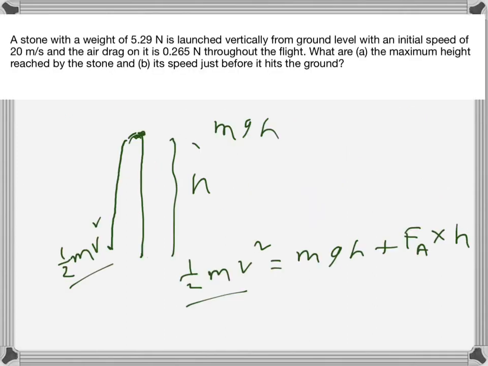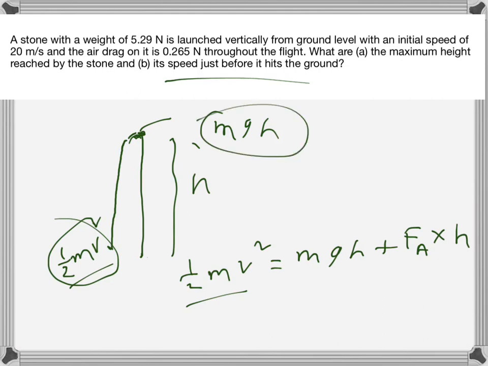This is the first part of the question. The second part is its speed just before it hits the ground. So again, if there was no air drag, we would know what the speed is. That would be the initial speed when it reaches back. So all this kinetic energy is converted into potential energy here, and then again this potential energy is converted back to the same kinetic energy with which it started. But because of the air drag, it won't be the case.